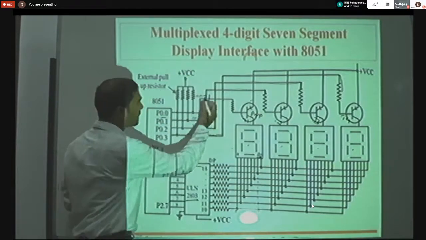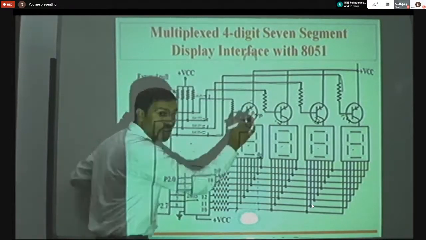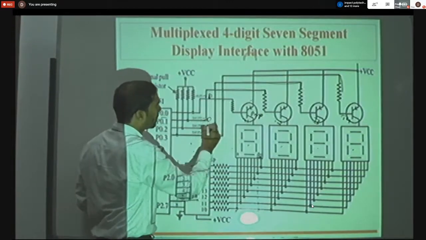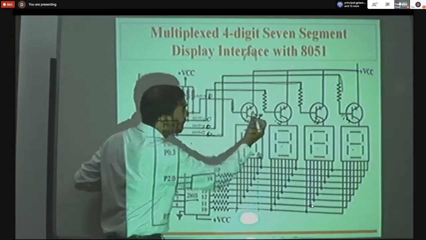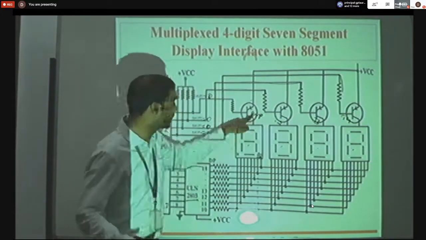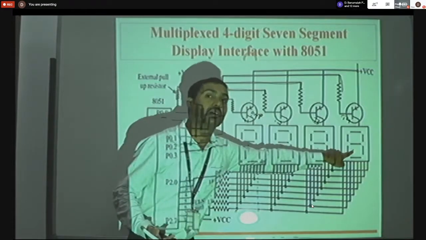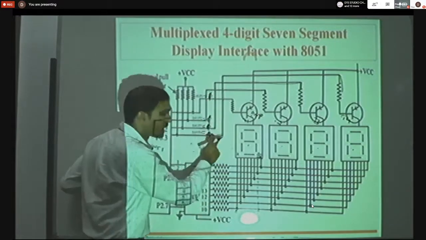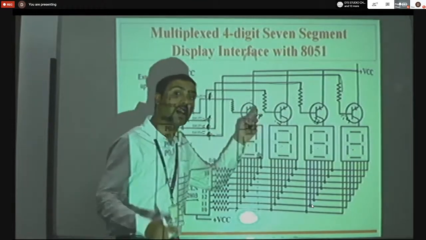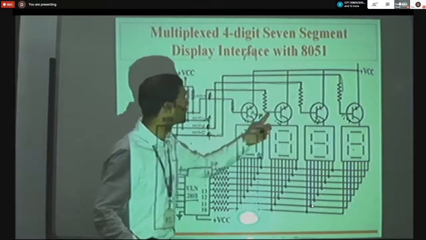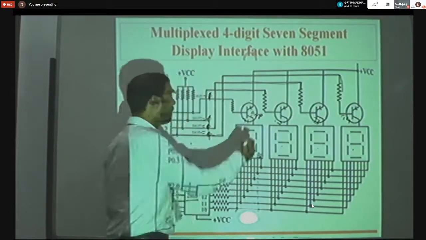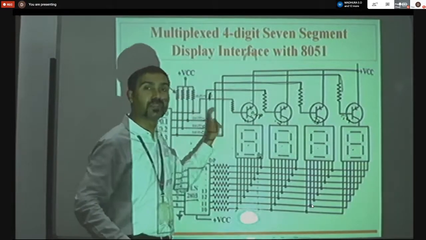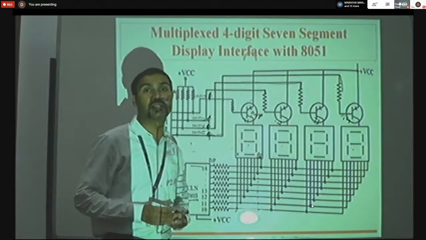So there is a direct method. When the digits are 0, the transistor will turn on because of the reverse operation. When they are on, the switch is on because the transistor acts as a switch, and these displays are also on. Similarly, when the digits are 1, the transistor becomes off, meaning the switch is off, and these displays are also off. In this way, the 8051 is interfaced with the 7-segment displays.